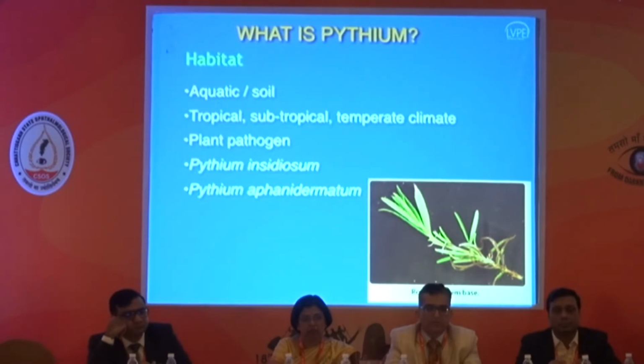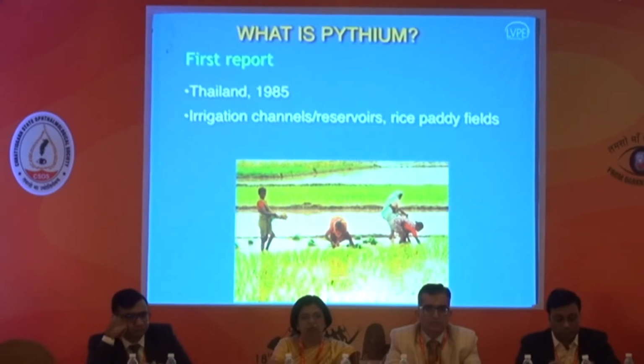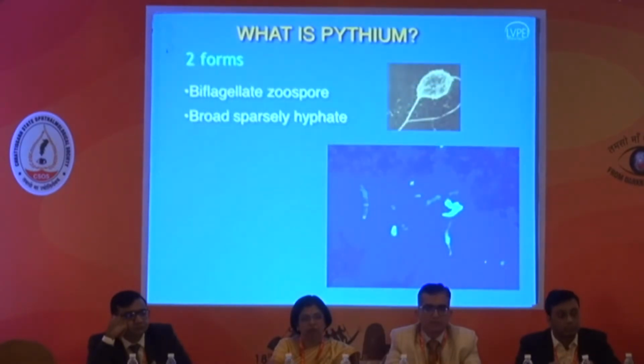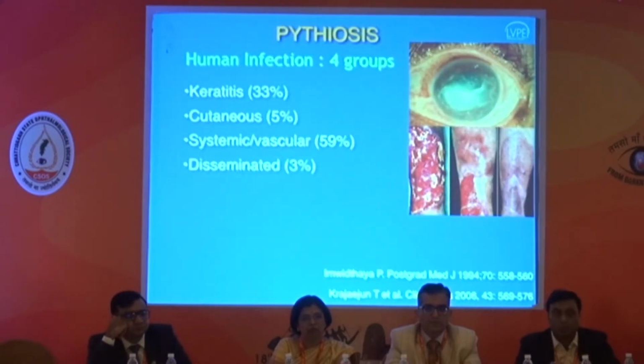It's an ubiquitous organism, more in the tropical areas. It was first described from Thailand, and what they noticed was that the people who were working in the fields, particularly in the paddy fields, were the ones who were most infected with it. There are these two forms that we note. The upper picture shows you a zoospore, and the lower one shows you these sparsely hyphate filaments.